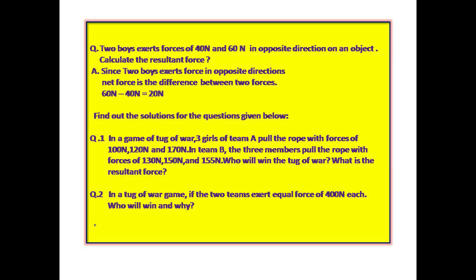Next, we'll discuss some problems based on forces. Two boys exert forces of 40 Newton and 60 Newton in opposite directions on an object. Calculate the resultant force. Since two boys exert force in opposite directions, the net force is the difference between the two forces. So, 60 Newton minus 40 Newton is equal to 20 Newton, which is the answer.